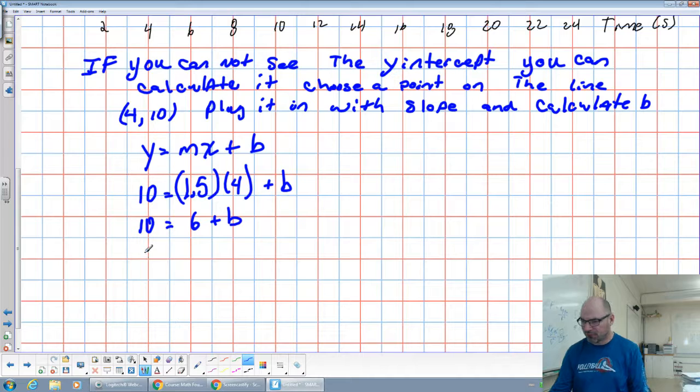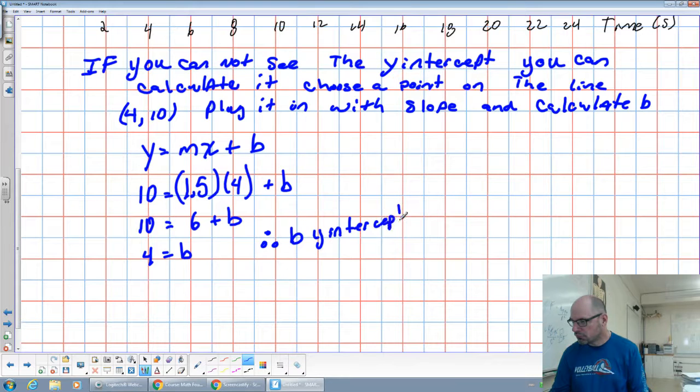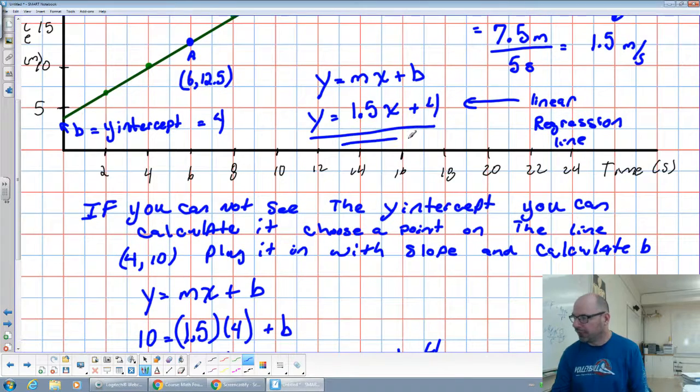Okay, subtract 6 on both sides. Oh, good, we guessed right on. So we can say, okay, we're very confident in this. That looks right. Okay, so you can calculate it or you can kind of read it. Okay, so now let's answer our 3 questions.